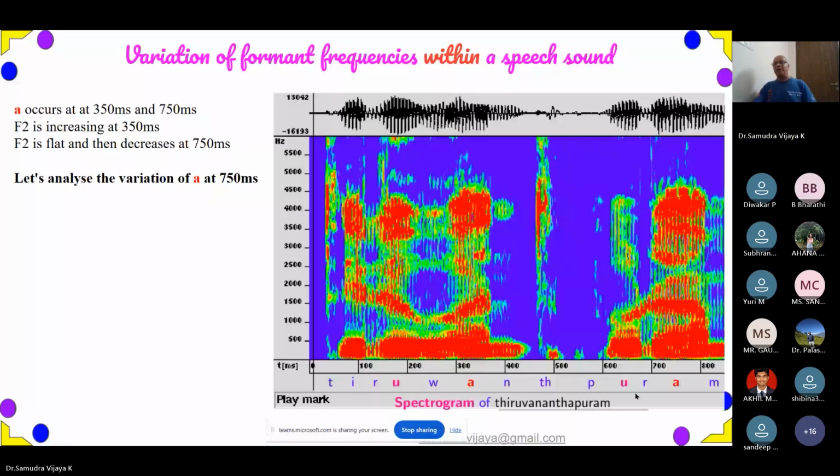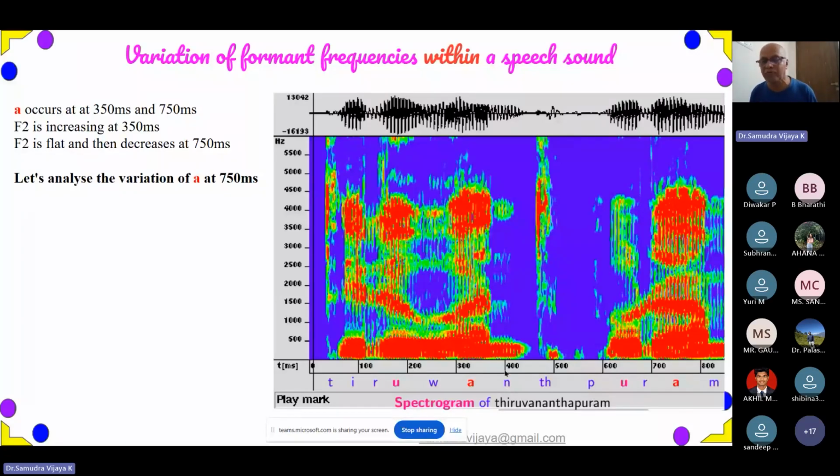How the F2 varies depends upon which sound is spoken after A. M is spoken here, and the F2 of M is smaller, therefore it suddenly falls down. Before this A, the sound R was spoken, and the F2 of R and A was similar. Whereas in the first A, before it the sound O was spoken, whose formant frequency was lower, whereas the formant frequency of the N was higher. Therefore, even when A was being spoken, its spectral characteristic gets influenced by the previous sound as well as the next sound.